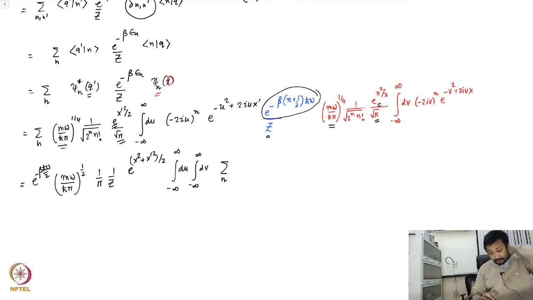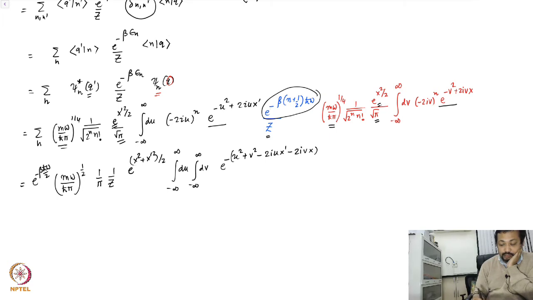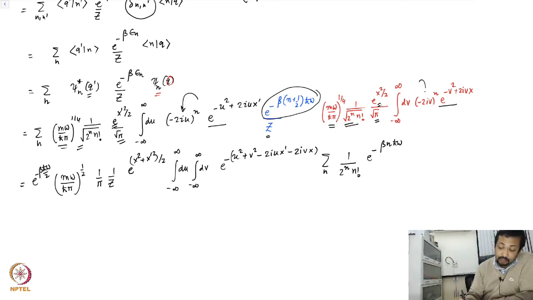And hopefully I have taken care of everything. Let's see. Then I have this and this, which is e to the power minus u square plus v square minus twice iu x prime minus twice iv x times sum over n 1 over 2 to the power n factorial, because you have a square root here and a square root here, the product of these two gives you 2 to the power n factorial, and then you have e to the power minus beta n h bar omega. Not only that, now you also have this term and this term.